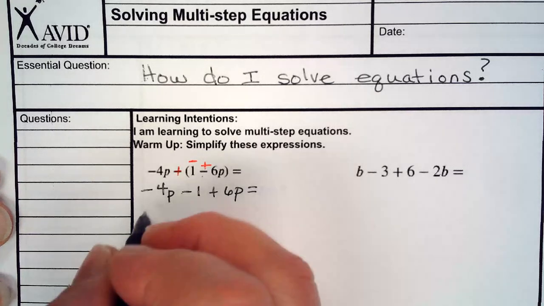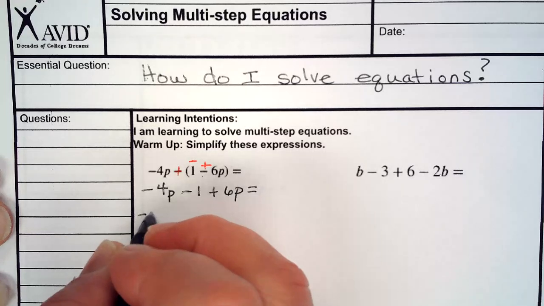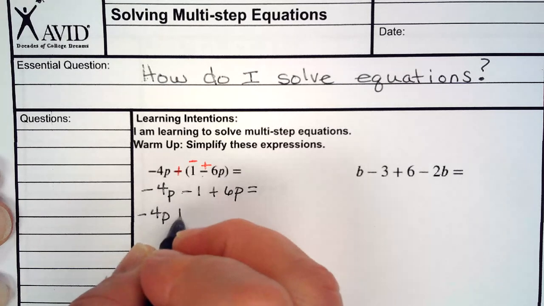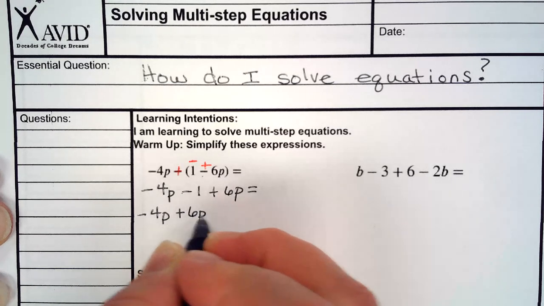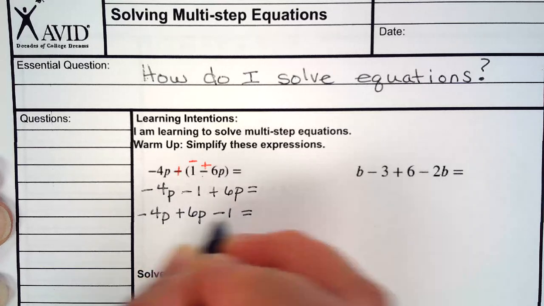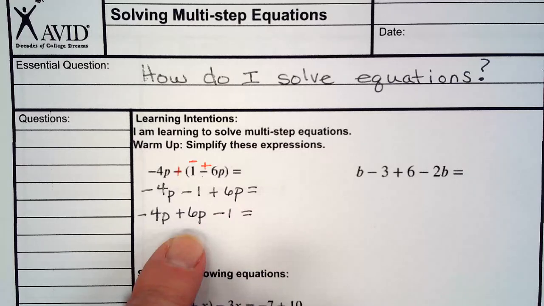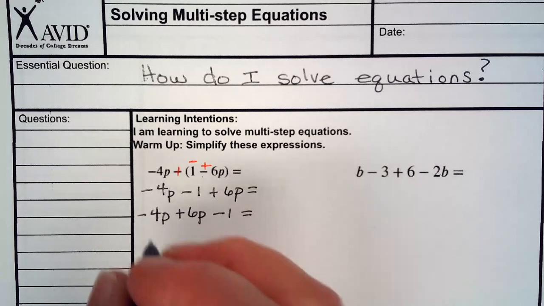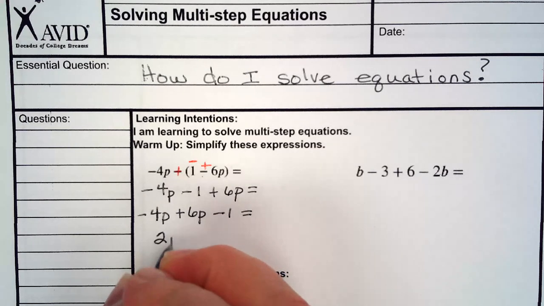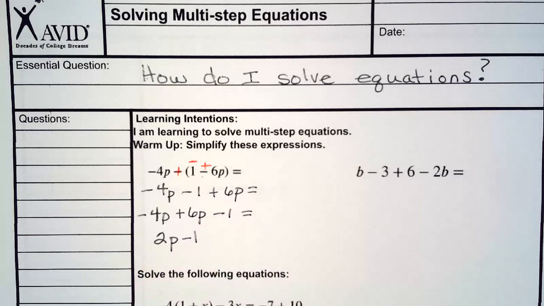Rearranging to get our like terms together, -4p plus 6p minus 1. -4 plus 6, 6 minus 4 is 2. 2p minus 1 is that expression simplified.